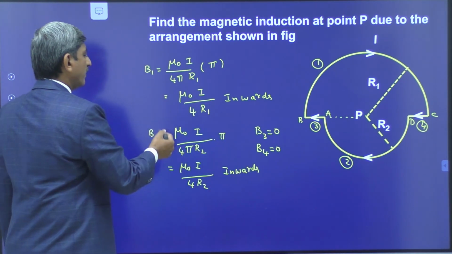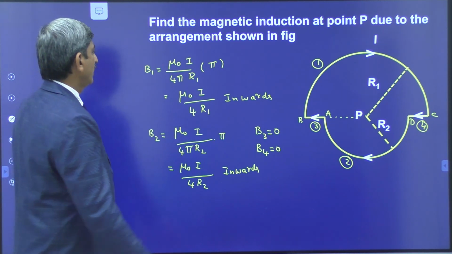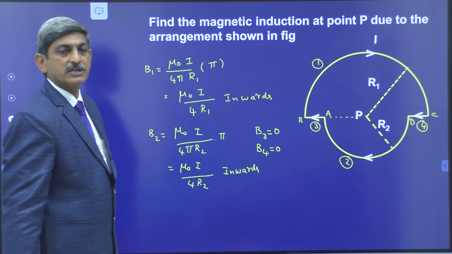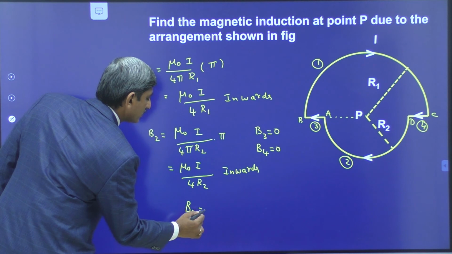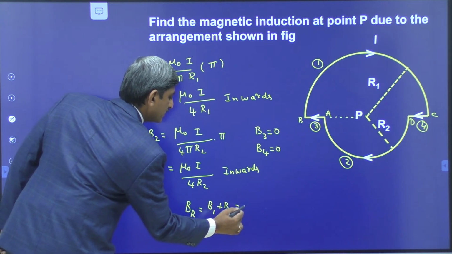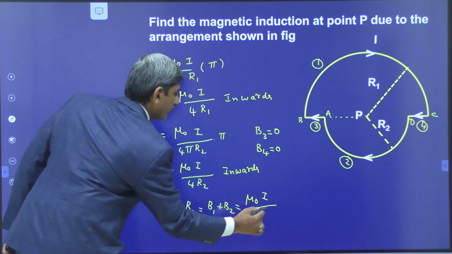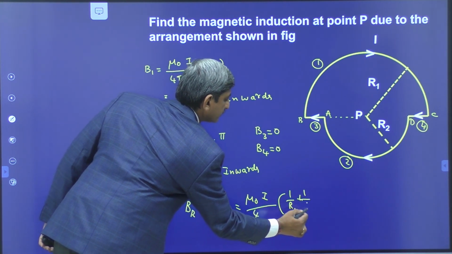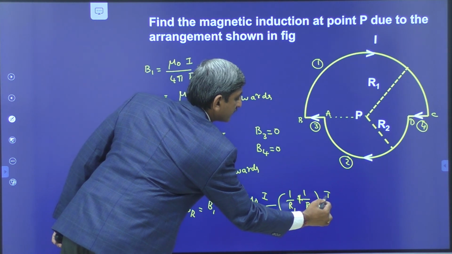So by adding B1 and B2 vectorially, we can determine the resultant magnetic field. Here B1 is acting inwards, B2 is also acting inwards, so that the resultant field is given by B resultant is equal to B1 plus B2. This is equal to mu naught I divided by 4 into 1 by R1 plus 1 by R2. This is acting inwards.